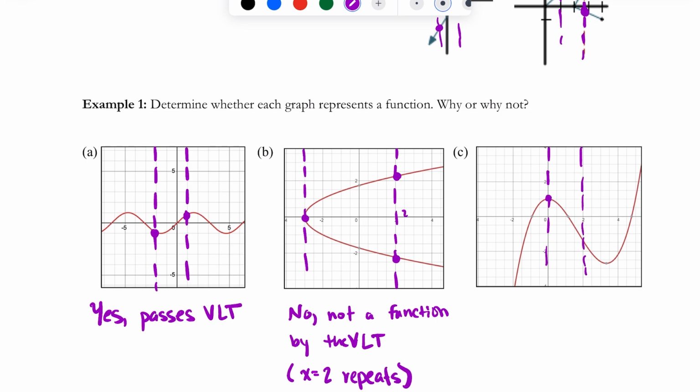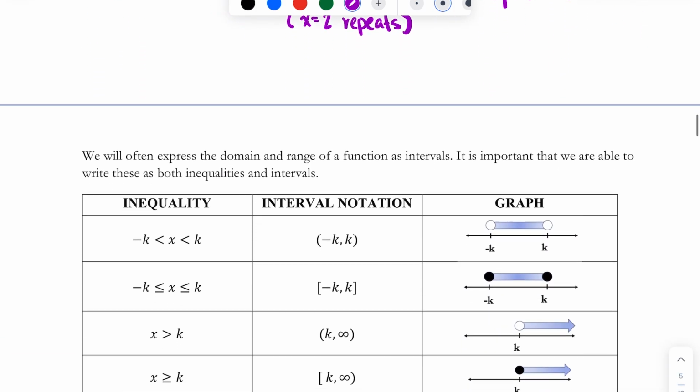And notice it is only going to hit at one location. So yes, this is a function by the VLT, by that vertical line test.